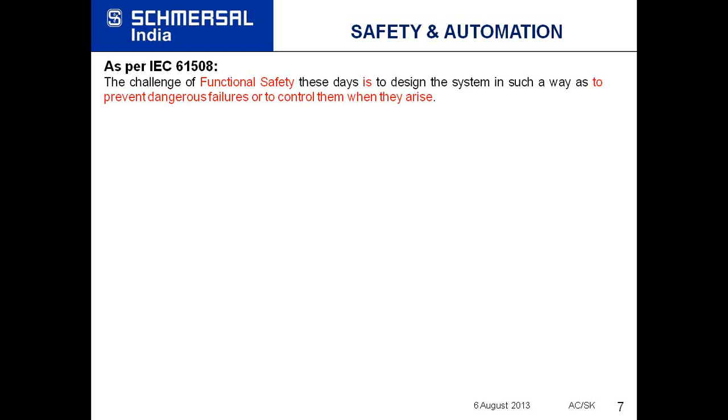So the challenge of functional safety these days is to design a system in such a way as to prevent dangerous failures. Please, I want to repeat, this is to prevent dangerous failures or to control them when they arise. Because the chances of accidents are very, very high when we have a dangerous failure. A failure in a normal condition may not be that probable to cause an accident, but with a dangerous failure, we are 100% sure the accident would happen.